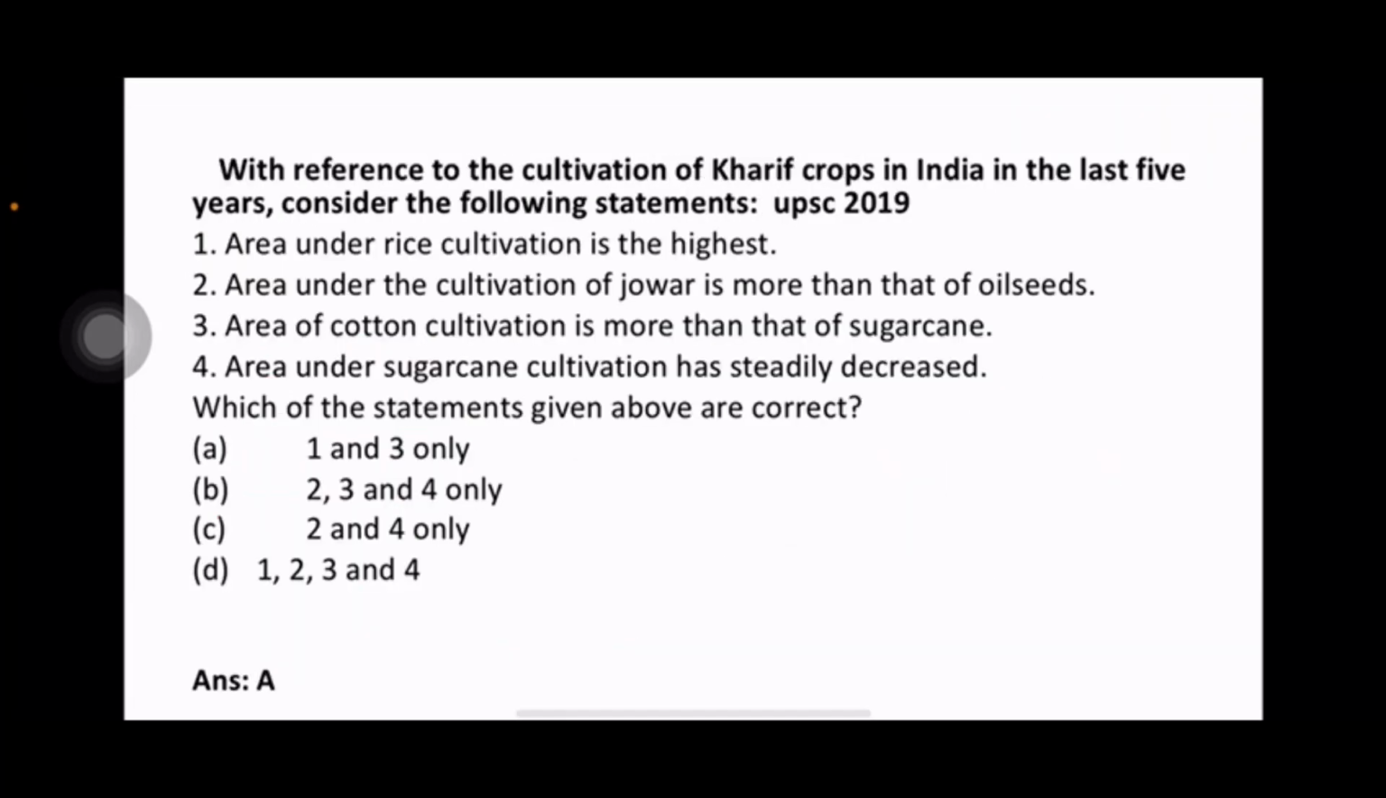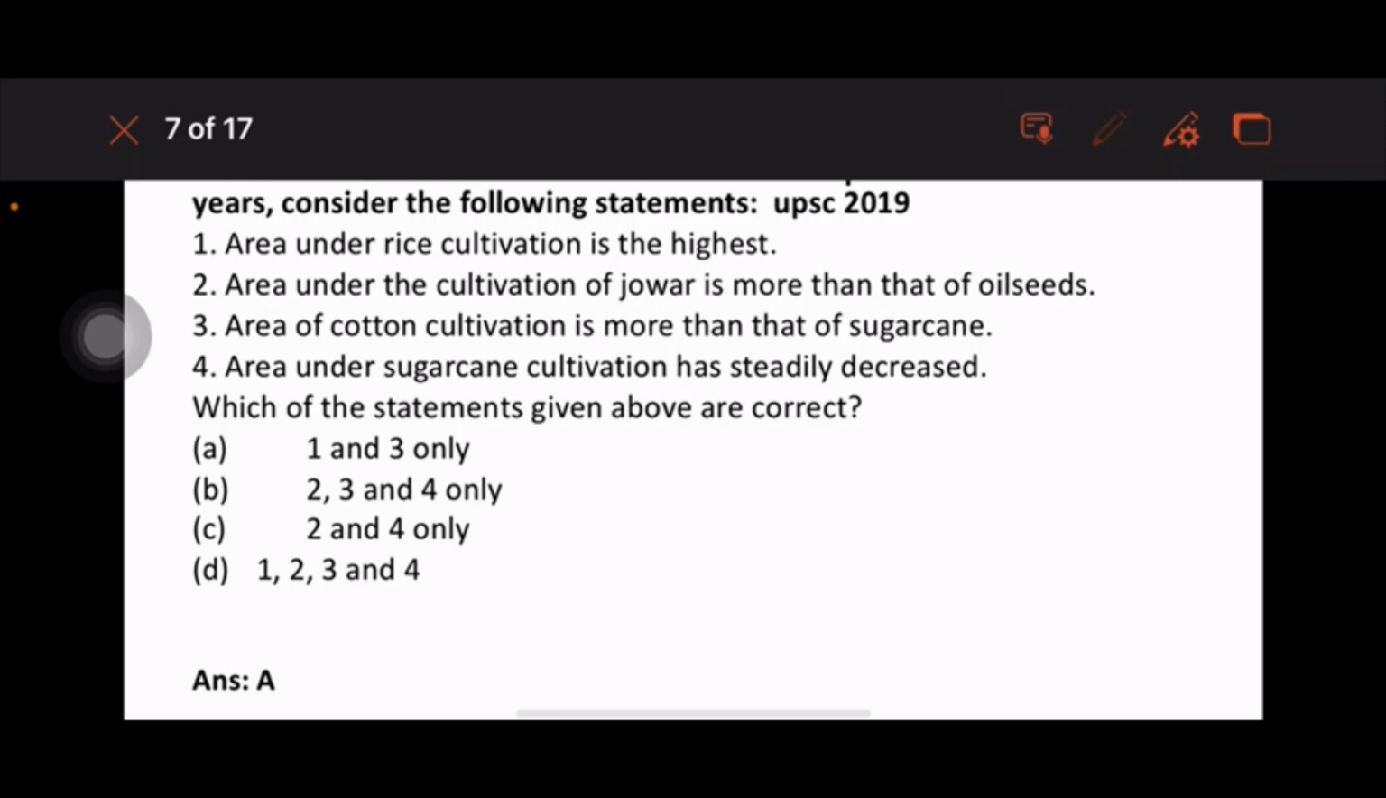Recently this has been asked in a question, with reference to cultivation of kharif crops in the last 5 years: area under rice cultivation is the highest, yes, true. Jowar is more than the oil seed. Actually this question is basically from the economic survey. So it is mandatory that if you want to attend all the economic questions in the prelims, then definitely you have to go through the economic survey book.